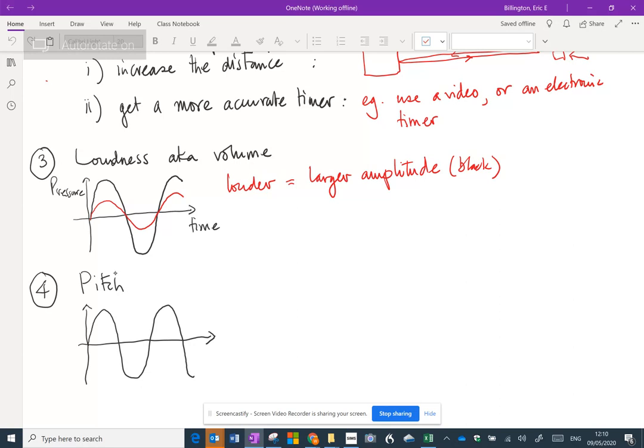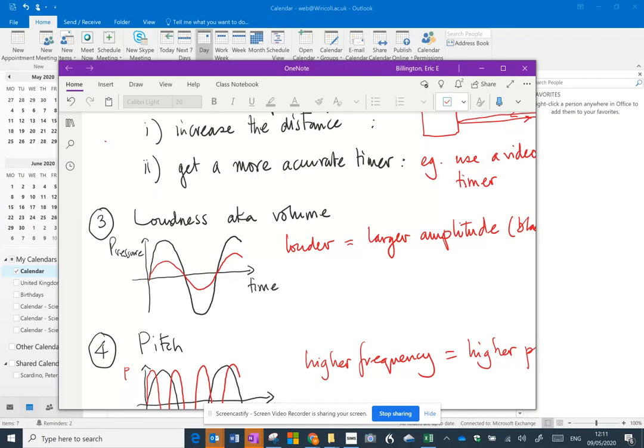Higher pitch. Oh, for goodness sake. Higher frequency equals higher pitch equals lower time period, because period is 1 over the frequency.